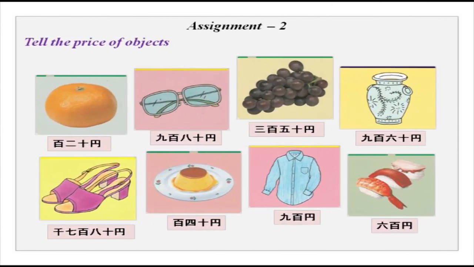Now, same exercise. You know the name of the objects over here. You can see it in the picture. We've done it a number of times. Some of them may be new; you could look up the dictionary also. But the important part is that all the prices over here are given in kanji. So, you have to practice kanji as well. Read this and tell the price of the object. So, this is the exercise over here, assignment 2.